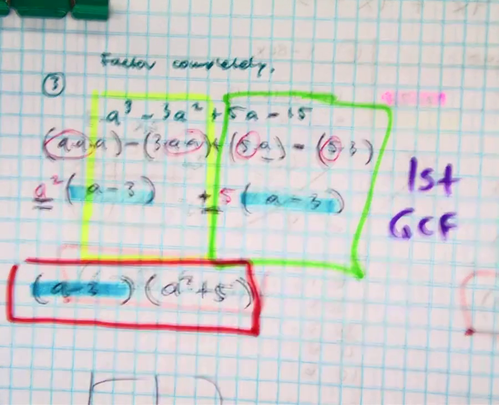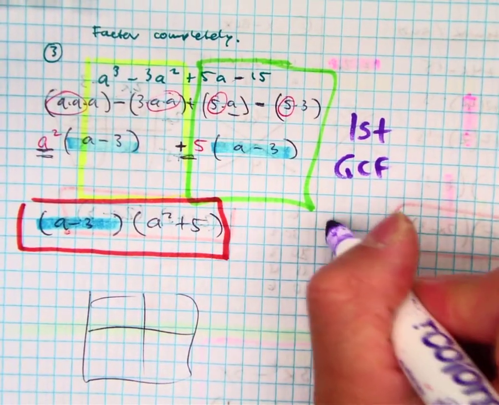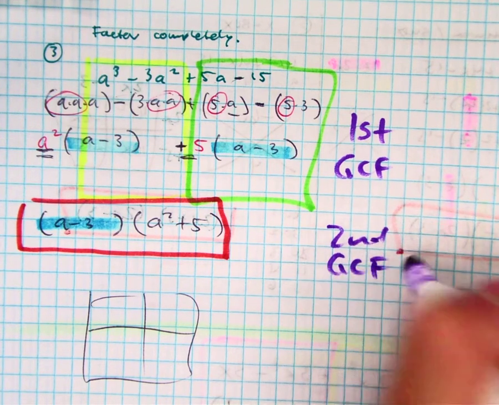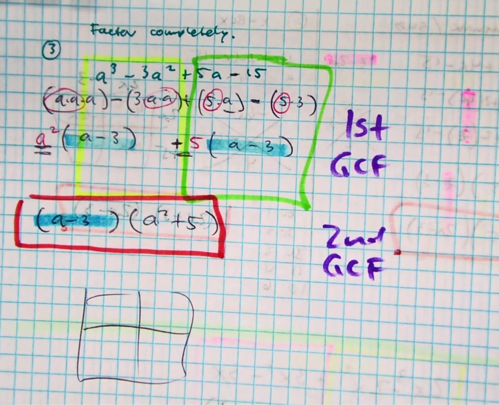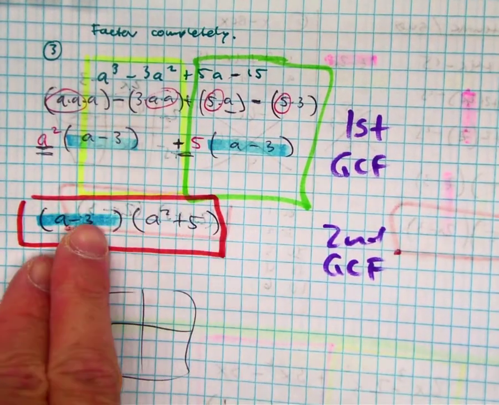So to review, factoring by grouping is really taking 2 GCFs, or 2 sets of GCFs. Or you can also think of it as doing it 3 times. 1, 2, and then the third time in blue.